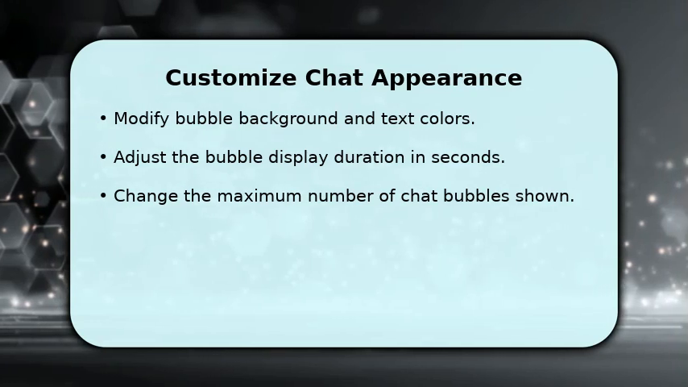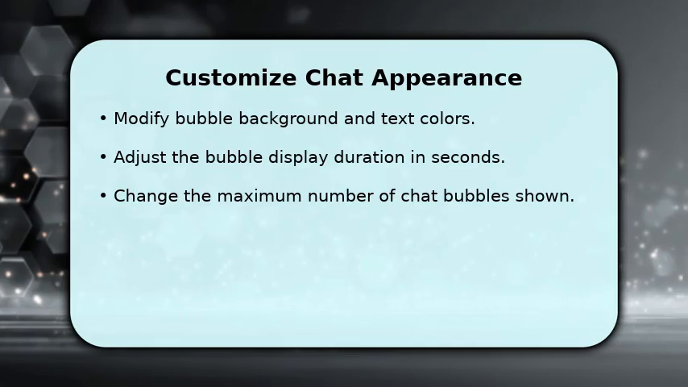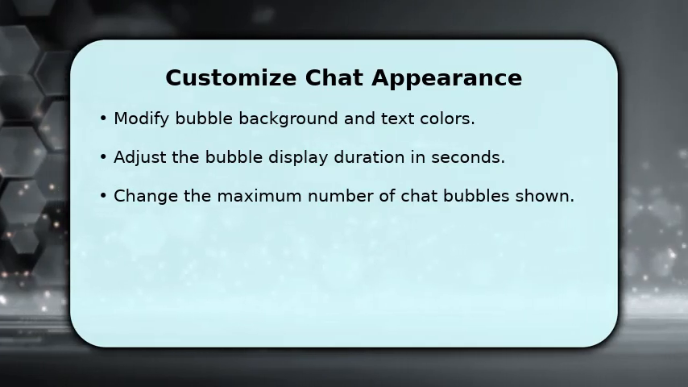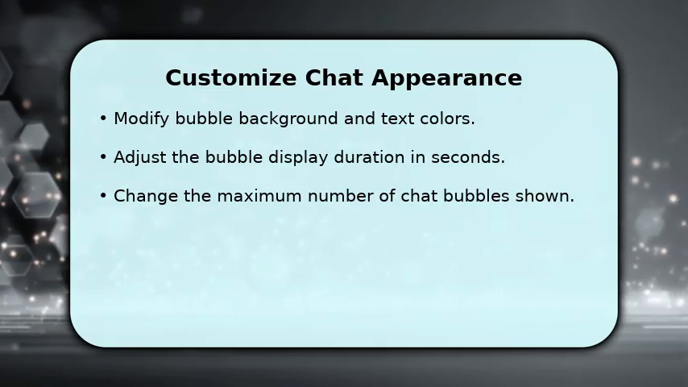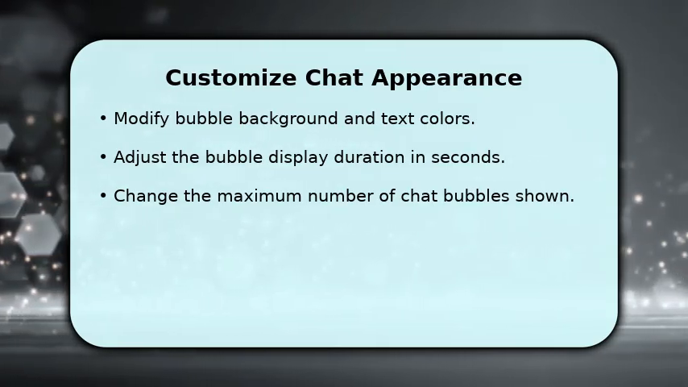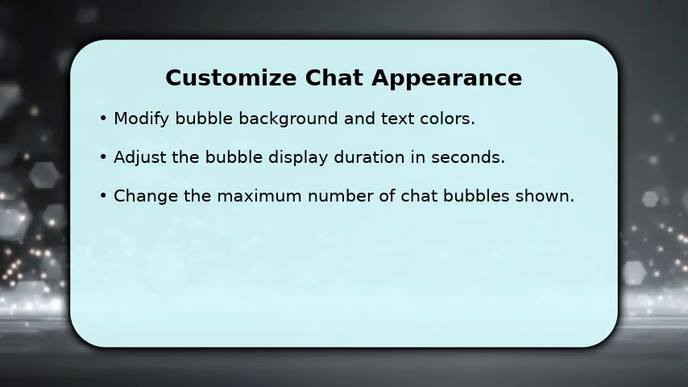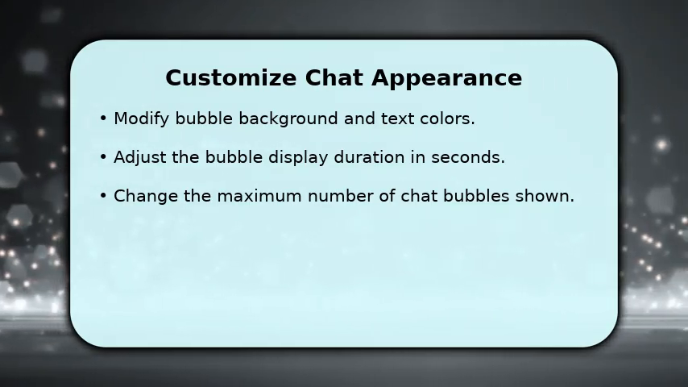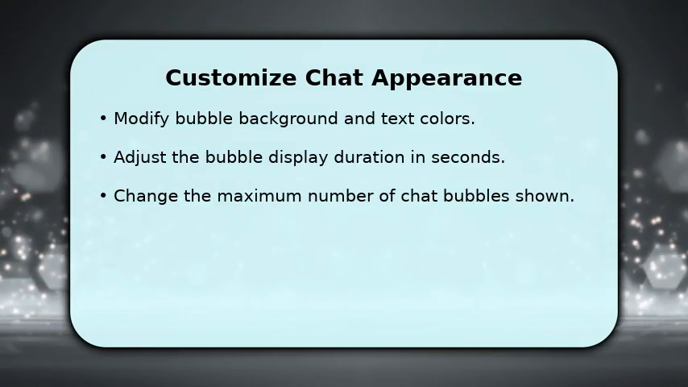Once enabled, you can personalize your bubble chat's look. Within the chat service properties, look for options like bubble background color and bubble text color. You can select any color using the color picker. Also, adjust bubble duration to, say, 5 seconds for longer messages, or max bubbles to 3 for a cleaner interface. These settings allow you to match the chat style to your game's aesthetic perfectly.